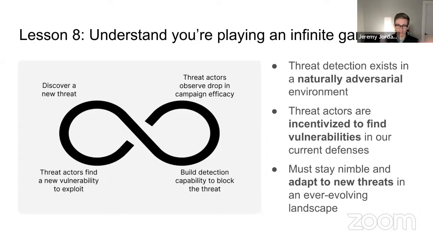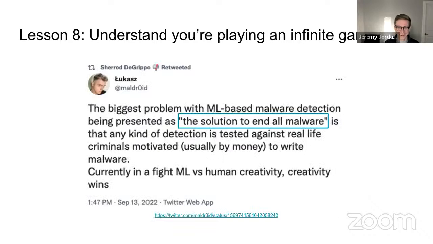So if they notice that their campaigns are less effective now, and they're going to profit less from those threats and exploits, they're going to be incentivized to go find a new vulnerability to exploit. So they're continually incentivized. As we improve our defenses, they're incentivized to find new vulnerabilities. It forces us to really stay nimble and be able to adapt to those new threats in this continuously evolving landscape. I thought this tweet was funny, saying we can't just build some really fancy machine learning model that detects all the current malware and say, okay, we've solved the problem, we can go on and do different things now because security has been solved.